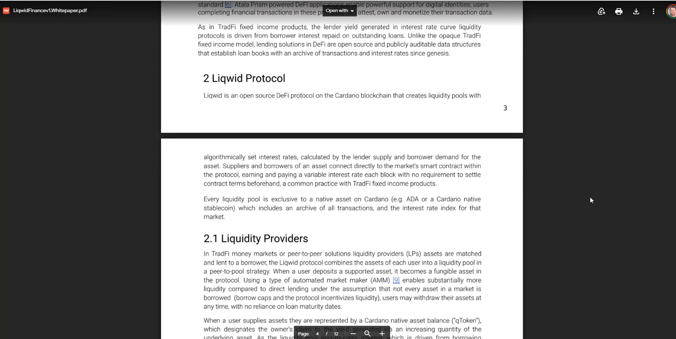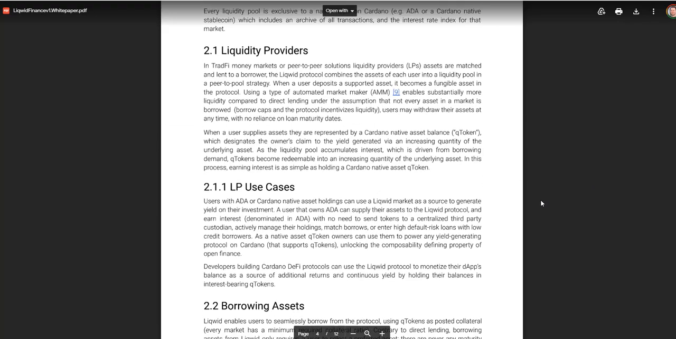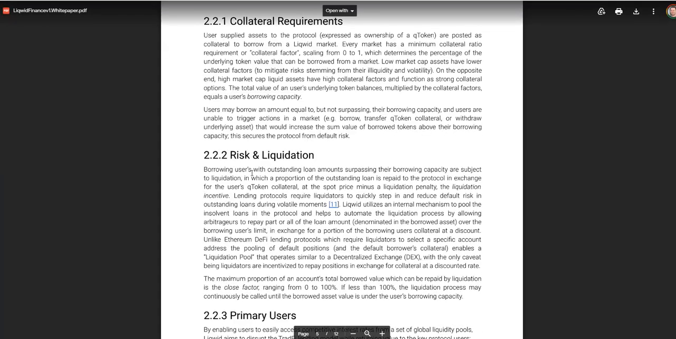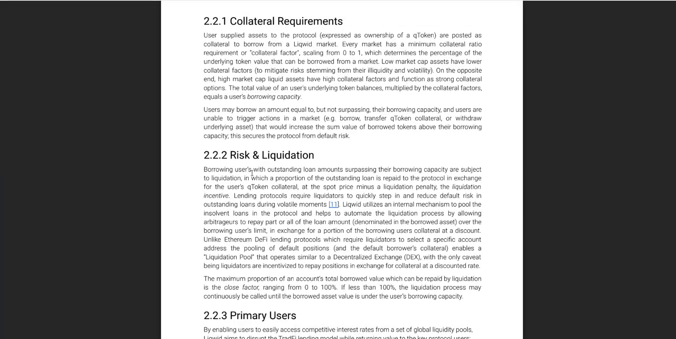As we scroll down, the Liqwid protocol, I already talked about what it is. You're going to have collateral requirements for what you're doing. Every market has a minimum collateral ratio requirement. And the scaling is going to be from 0 to 1, and that's going to determine the percentage of the underlying token value that can actually be borrowed. Low market cap assets have lower collateral factors to mitigate risks stemming from illiquidity and volatility. High market cap assets will have a higher collateral factor.